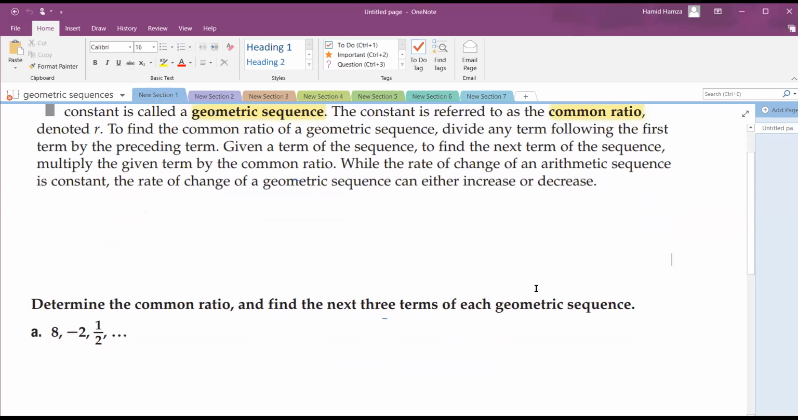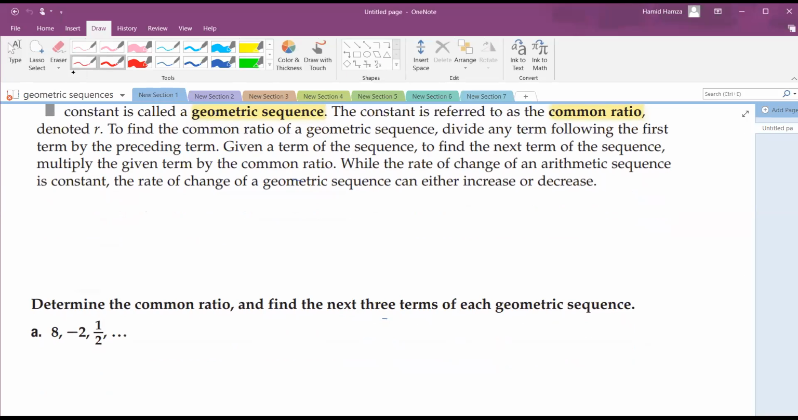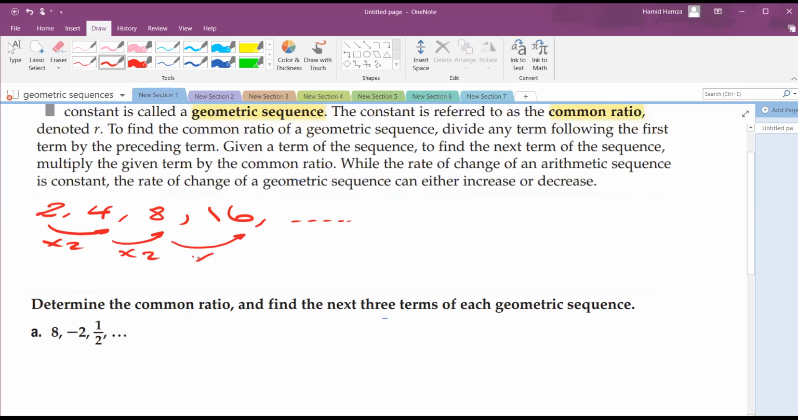So the geometric sequence is a list of numbers, and the terms are generated by multiplying each term by a constant number. For example, 2, 4, 8, 16, and so on. You will notice that each time I multiplied by 2 to obtain the next term. So multiplied by 2, multiplied by 2.